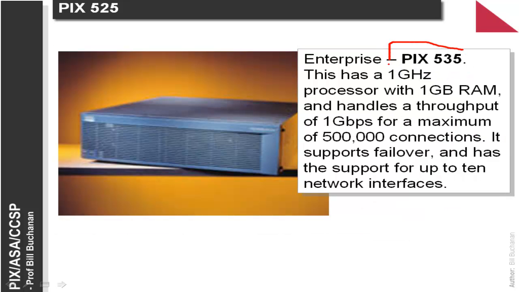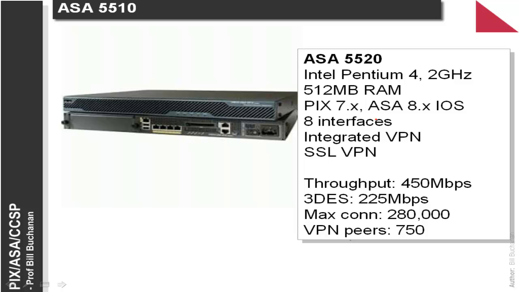For much more robust systems, we have the PIX 535, a 1 gigahertz processor with 1 gigabyte of RAM, and can support up to 500,000 connections with 10 network interfaces.